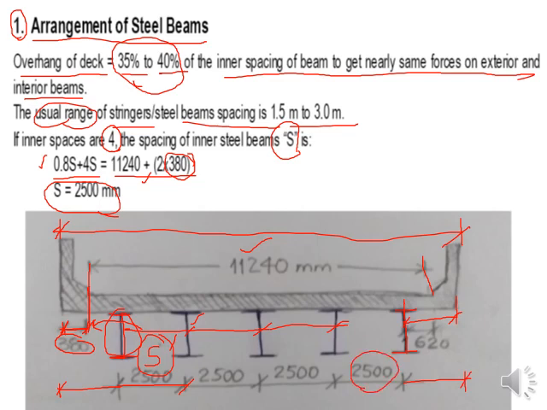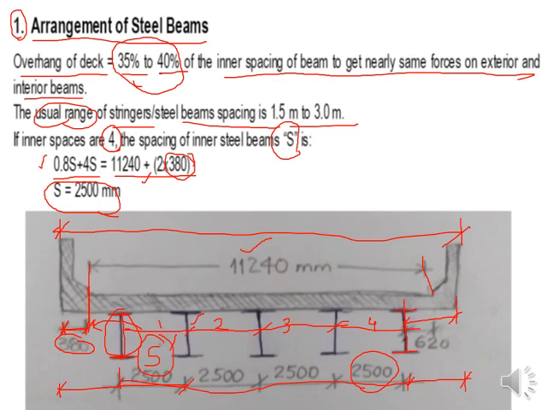So let's start by assuming the inner spaces are equal to 4, then the total number of girders will be 5. This is the first spacing, this is the second spacing, this is the third, and this one is the fourth one. So what does it mean? The total number of the girders will be 5. So the spacings are 4 into S. So 4S is going to include all this distance from the center of the exterior girder to the center of the other exterior girder, the distance in between.